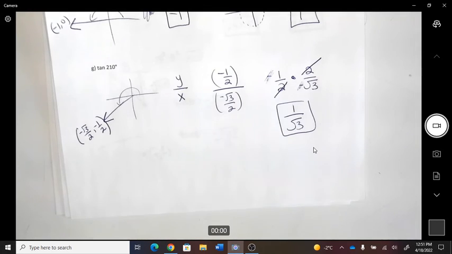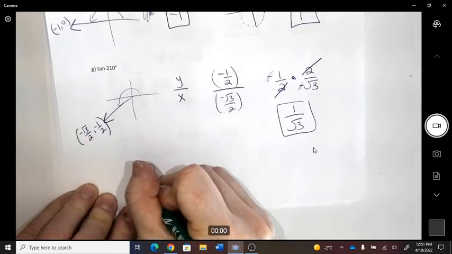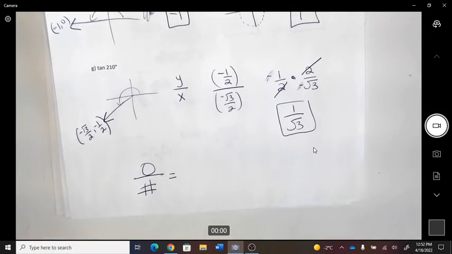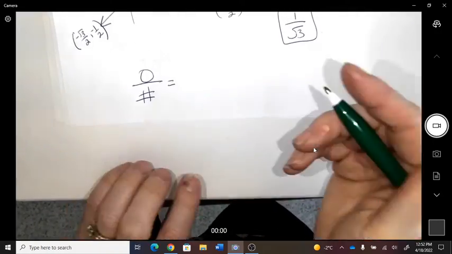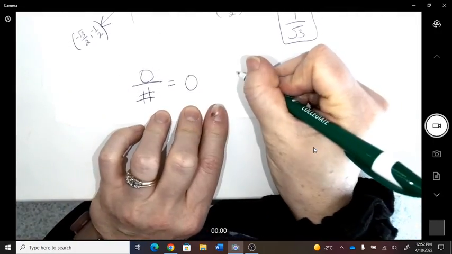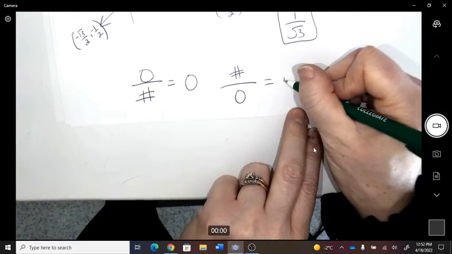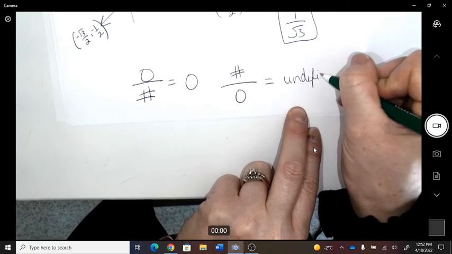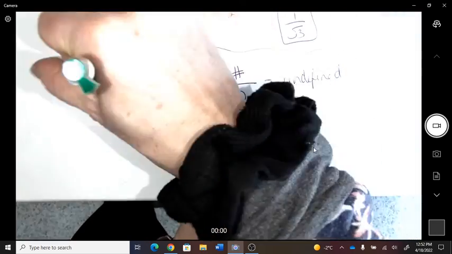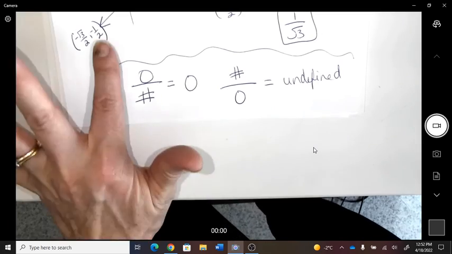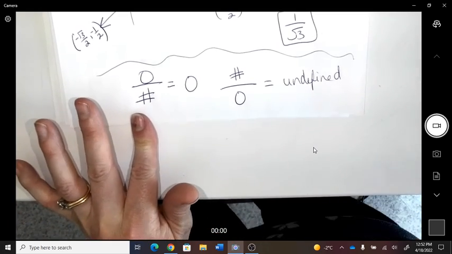Okay, so you'll for sure have one of those on there where I make you divide a full number. So please remember, in math, if you do 0 divided by a number, you get 0. If you do a number divided by 0, you get undefined. Okay? So 0 divided by something is 0.